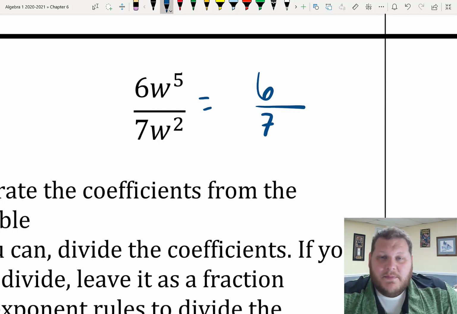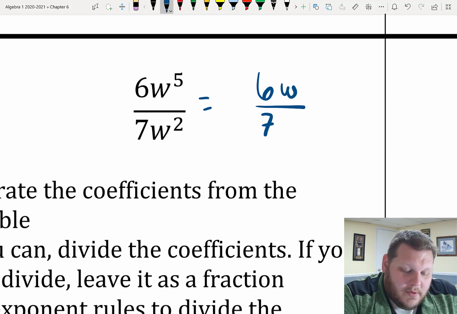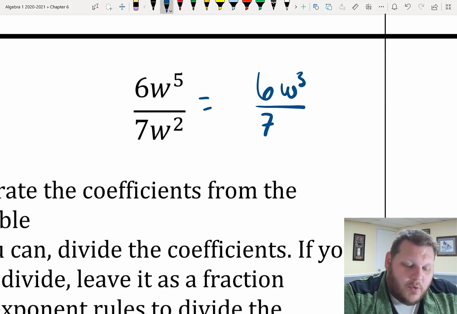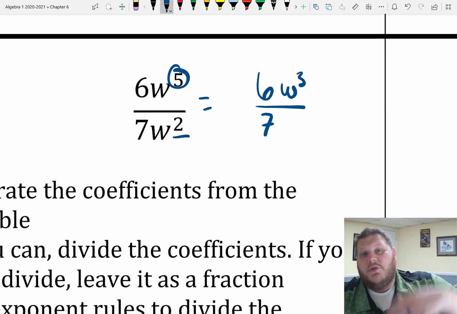Now my variables, my w's, they are the same base, so I can apply that same exponent rule. I can take my exponents and subtract them. 5 minus 2 is 3. Those leftovers would go up top because I had more w's up there to start with. Right? 5 is bigger than 2, so my leftovers go where the 5 was.